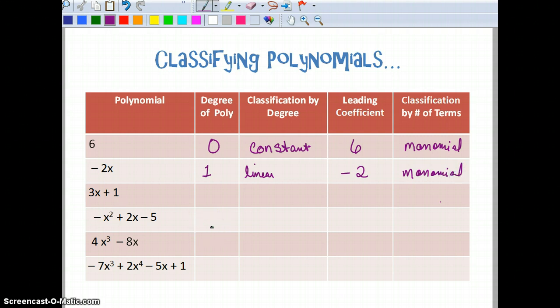3x plus 1. What's the highest degree? What's my highest exponent? 1 again. Exponent of 1, I know that's linear. What's my leading coefficient? Make sure I'm in standard form, right? My leading coefficient is 3. How many terms do I have? I have 2. What do we call a 2-term? Binomial.